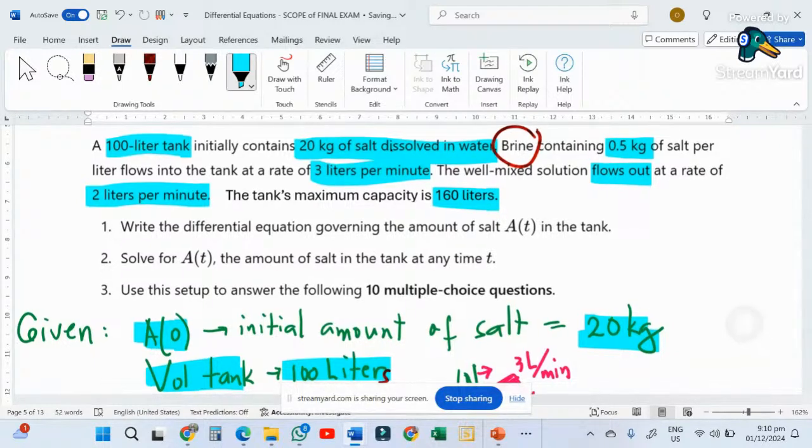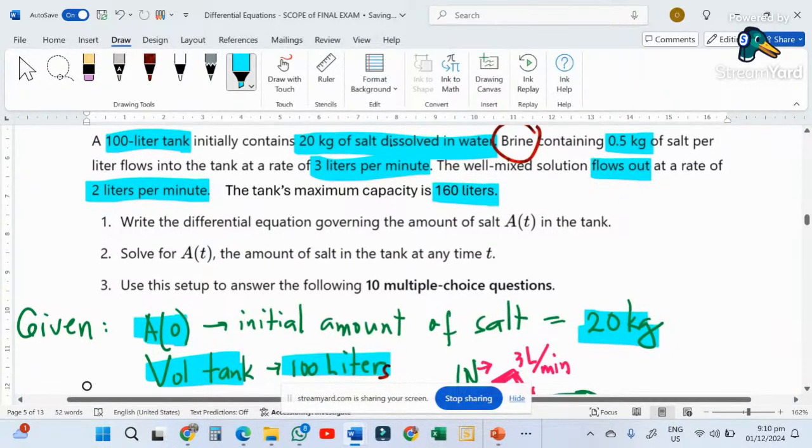Okay, write the differential equation governing the amount of salt, A of t, in the tank. Solve for A of t, the amount of salt in the tank at any time t, and use this setup to answer the following 10 multiple choice questions. So I have multiple choice questions underneath.